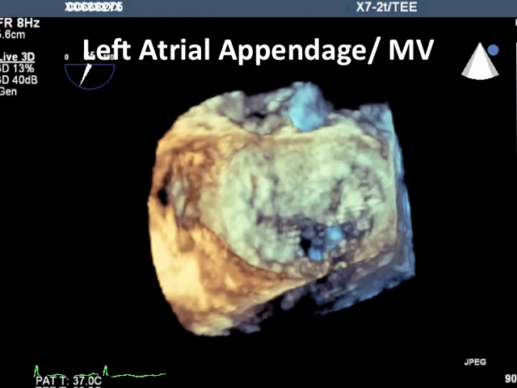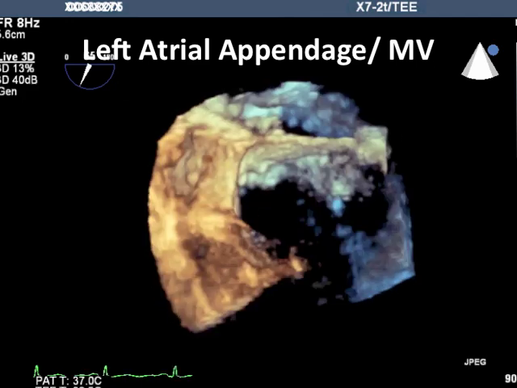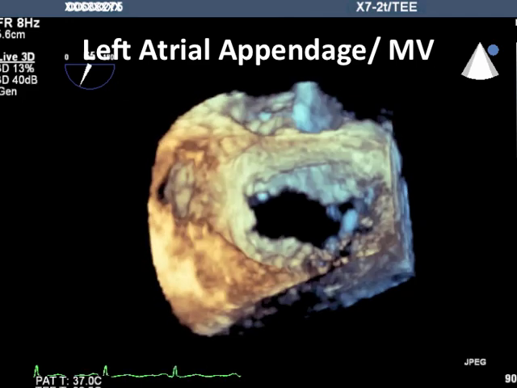On this image, we see the relationship of the mitral valve in the center, the left atrial appendage on the left side, and the aortic valve on the top side, in what we call a surgical view, where the anterior leaflet is on top, related to the LVOT, and the posterior leaflet is on the bottom. And again, the left atrial appendage is to the left.